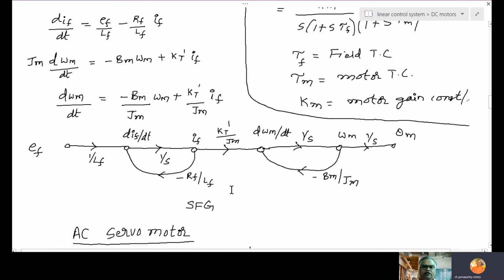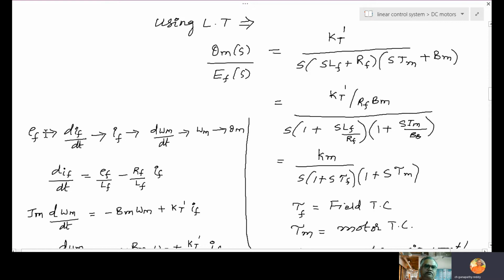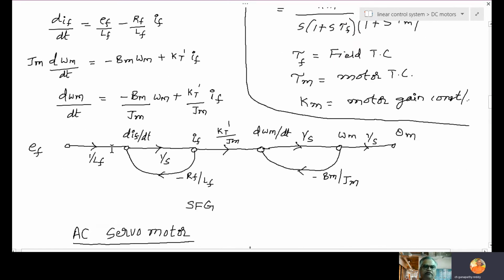Then coming to signal flow graph. Previously also we got a signal flow graph. Again, as usual, focus on this. Field voltage is input, then field current. When IF is there, dIF by dt also will come. Then d omega m by dt, omega m, theta m. This is the order. So show it here: EF, then dIF by dt, then IF, then d omega m by dt, omega m and theta m.